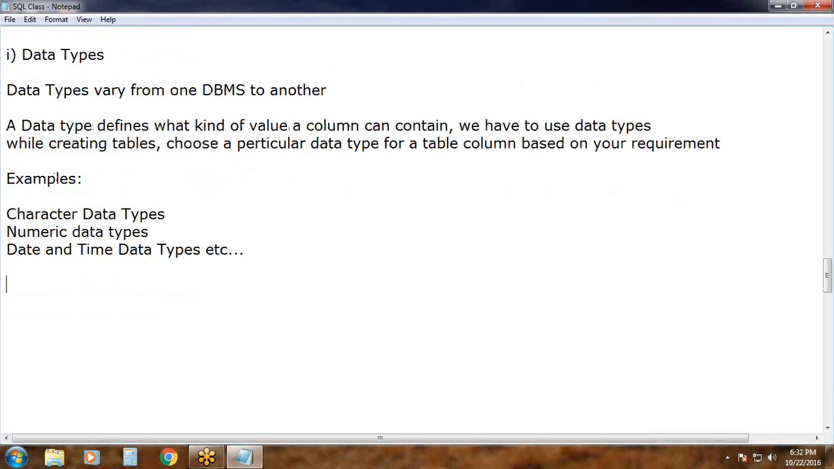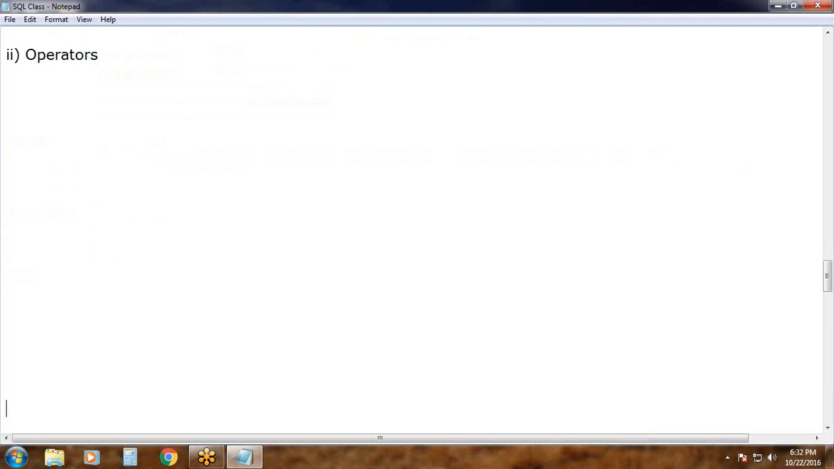Next, observe Ravindra, operators. What is the purpose of operators in computer programming? Ravindra not responding. Continue, Ravindra. No idea, sir. Purpose of operators in computer programming, not only in SQL. No idea, sir. Sean, purpose of operators. To perform operations like addition, subtraction, multiplication. Okay.